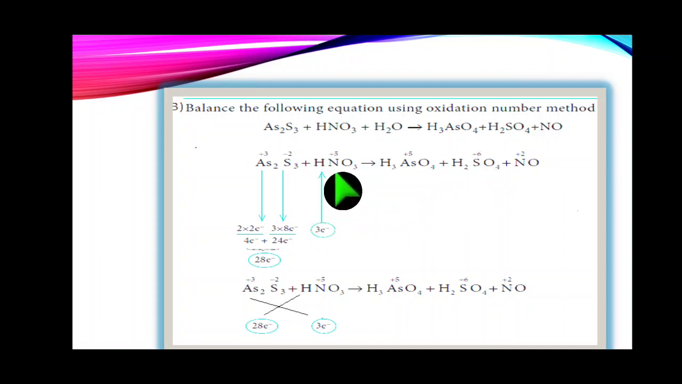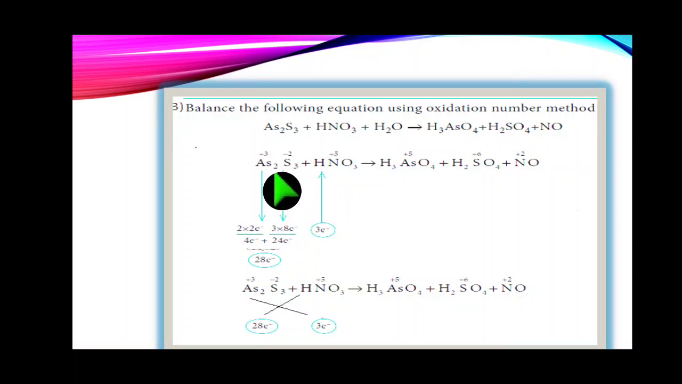Okay. Then nitric acid, HNO3, nitrogen oxidation state plus 5, right side plus 2. Only two reactants we have to take. One is a chemical compound, another one is an acid. So in the chemical compound, we have to add these two elements' oxidation states, because the other reactant will not be an oxidizing agent. It is an acid. That's why we have to use two oxidation states in the chemical compound, arsenic sulfide.